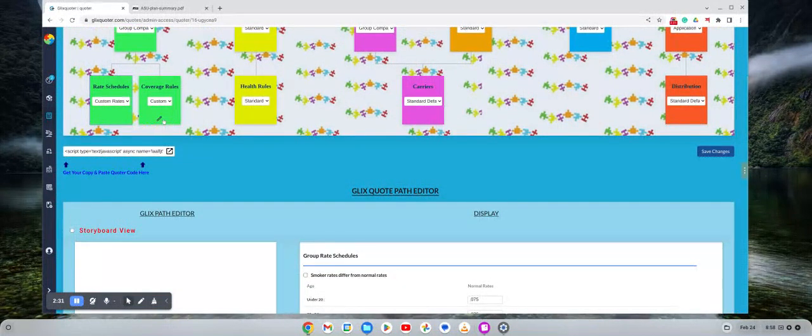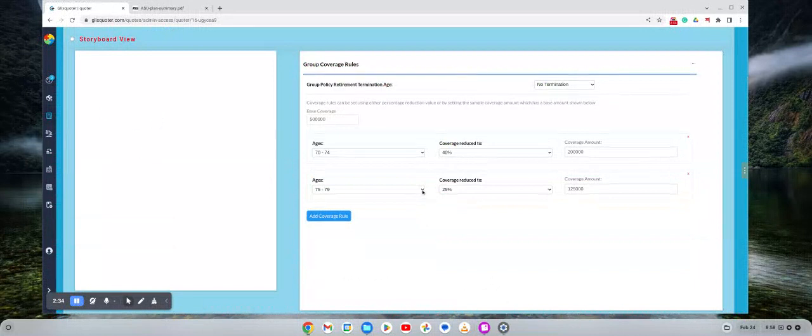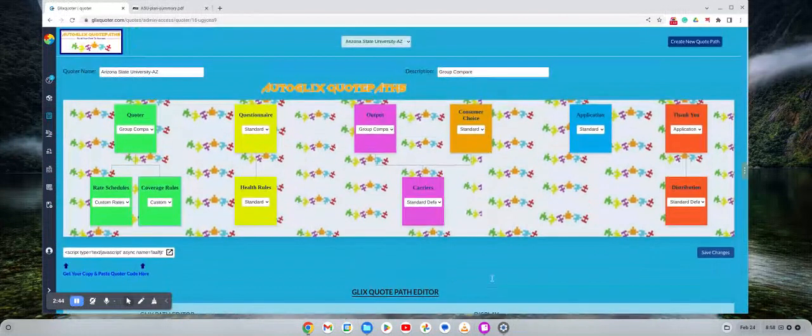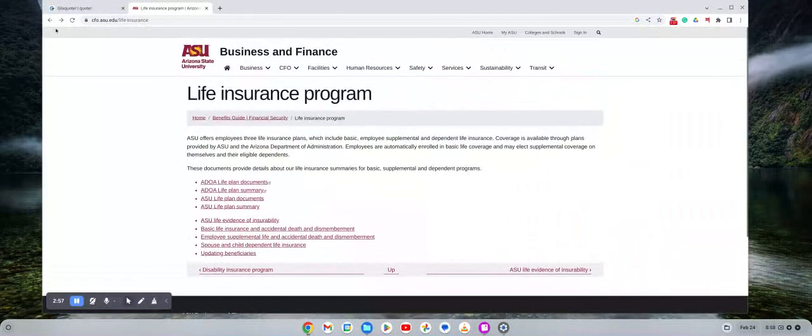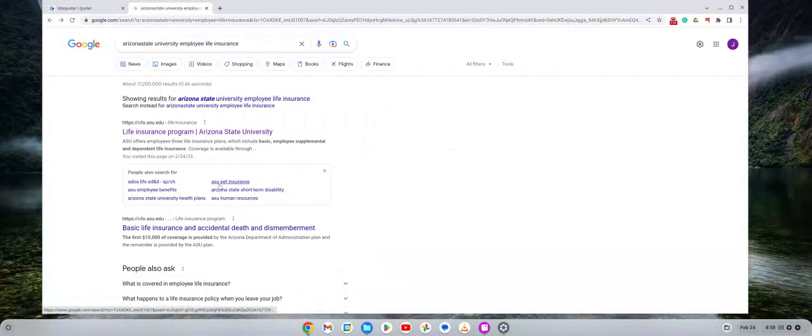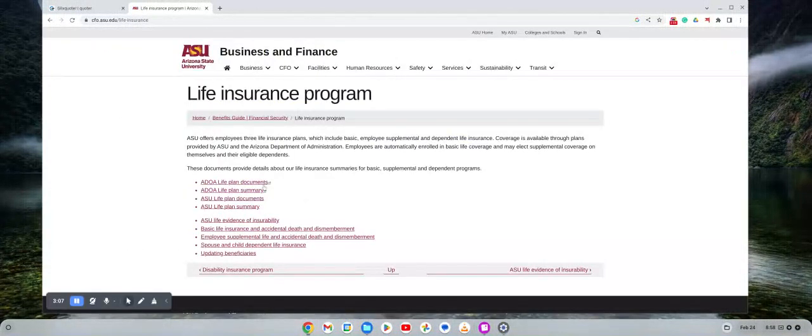And so then the other thing is your coverage rules. Does this decrease at a certain age, and how much, and so on. And so you're able to plug that information in. And so the way to do that is, in this case, it's Arizona State University. I'm going to go back again to Google. All right, so when I just typed in Arizona State University employee life insurance, first thing that came up happened to be the right thing.